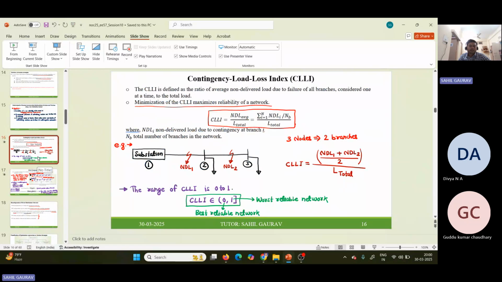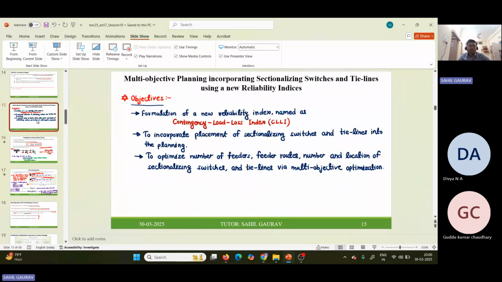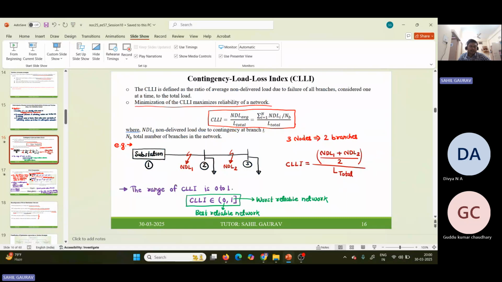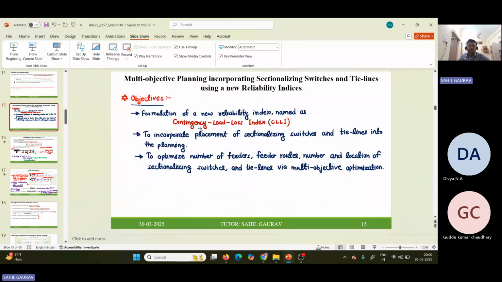But I have not seen it, so it is not general. It has been introduced in his paper, so it is not usually found in the textbook. But he has taken this CLLI also as an objective, like three objectives: to formulate this reliability index CLLI, to incorporate placement of synchronizing switches, and to optimize the number of feeders. So the third one is the optimization function, while one is the placement of synchronizing switches and one is formulating this new reliability index.